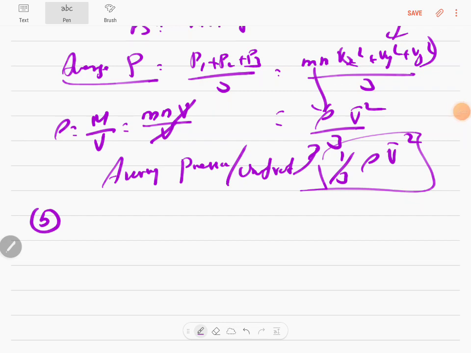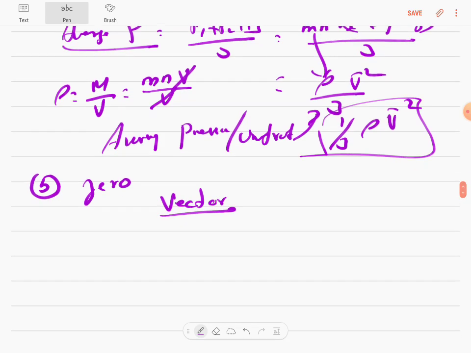So the average velocity of the molecules of an ideal gas is 0, because the velocities will be in all directions. Velocity is a vector, so they all cancel out. You just have to mention this: velocity is a vector and it is in all directions in an ideal gas, and so the average velocity of the ideal gas is 0. So that counts as this.